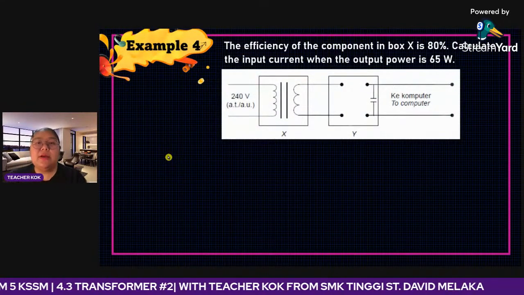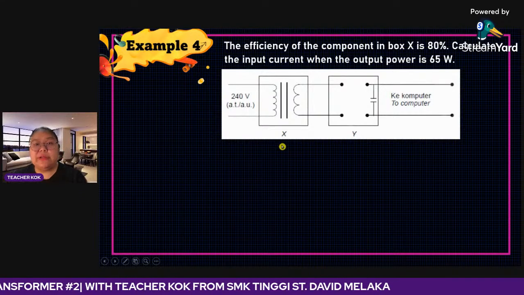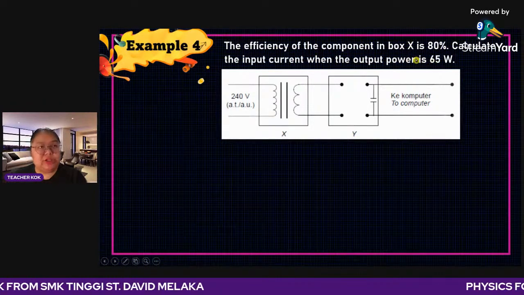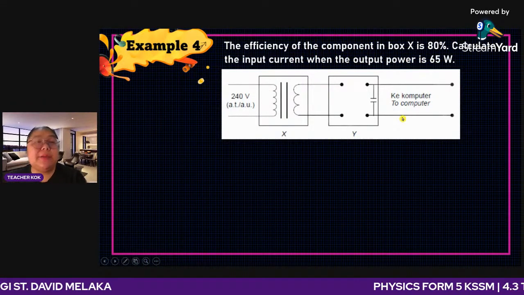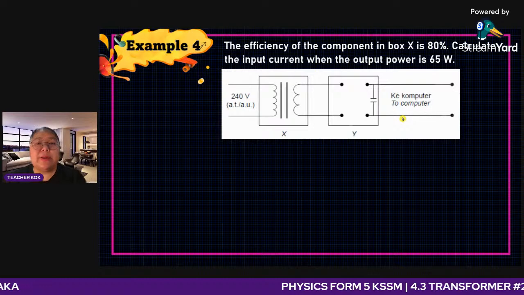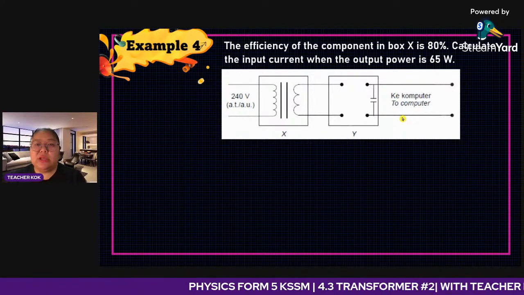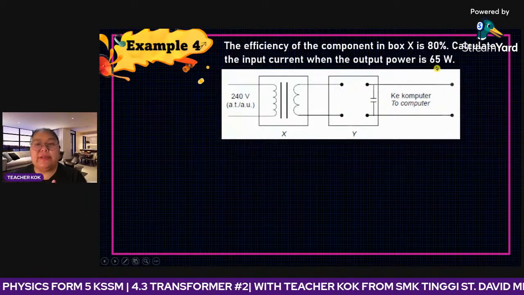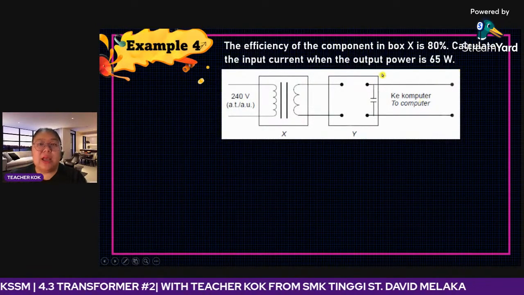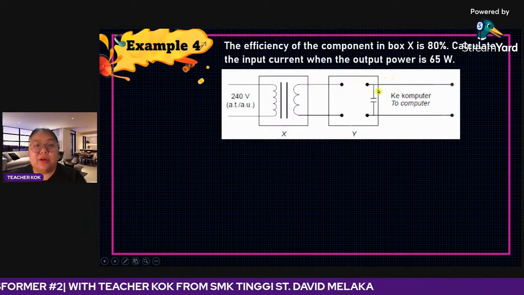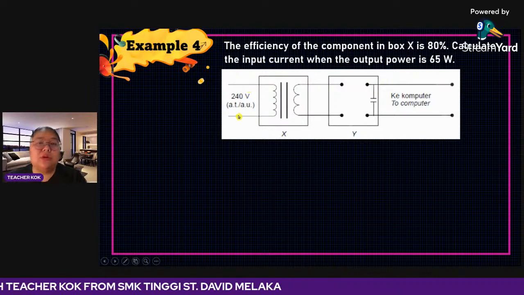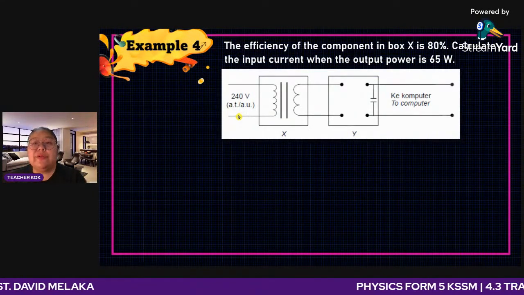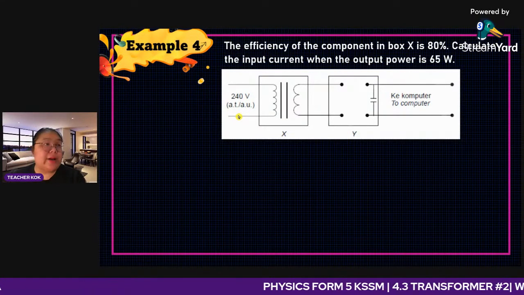Okay, we go to example 4. This is the symbol for a transformer. Now they told you the efficiency of the component. Efficiency is 80%. You need to calculate the input current when the output power is 65 watt. Output is 65, then the input power and the current we don't know. So from here, you need to calculate the input current.